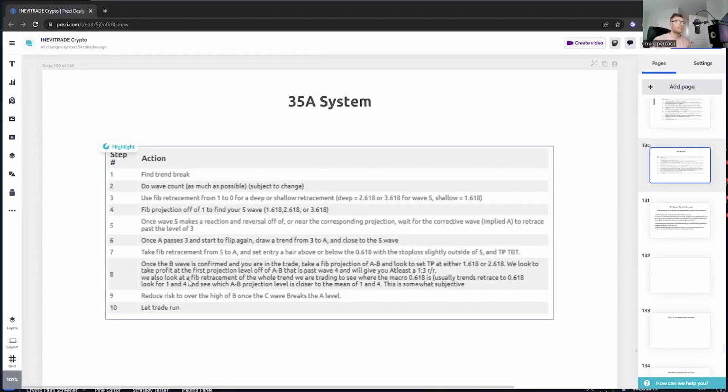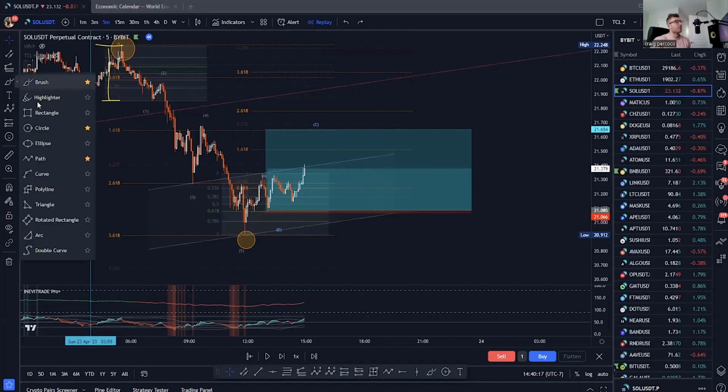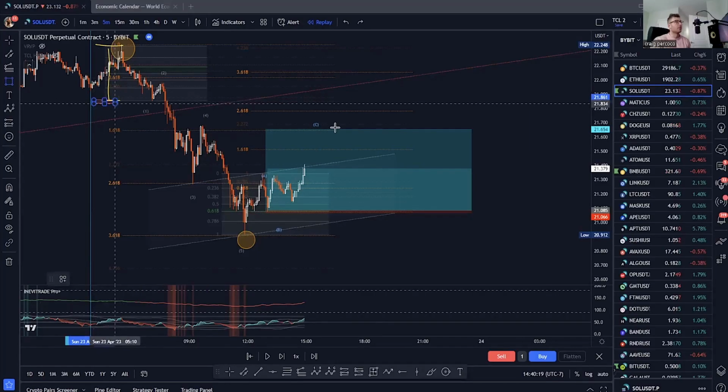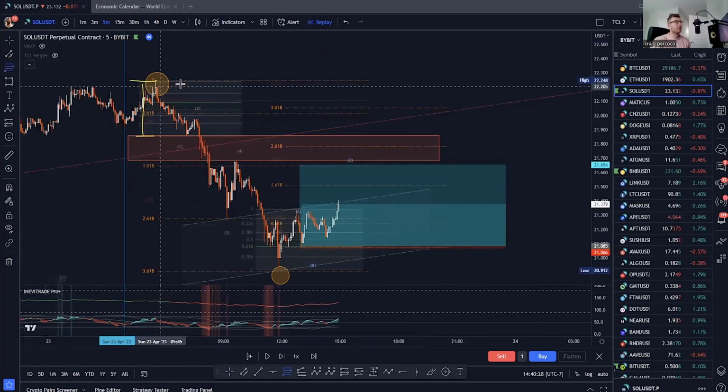We also look at the fib retracement of the whole trend that we're trading to see if the macro 61.8, where usually trends retrace to the 61.8, and look for the 1 to 4 to see which AB projection level is closer to the mean of 1 and 4 and also the 61.8 of the overall trend. Like I said, this is subjective, right? So there's a few things we're looking at. We're looking at the distance between 1 and 4, because usually the trend is going to retrace into between 1 and 4. We're looking at the retracement of the overall trend.